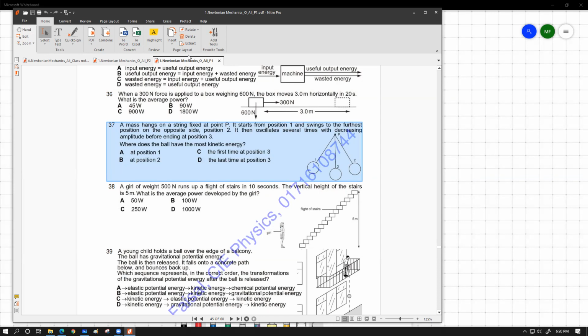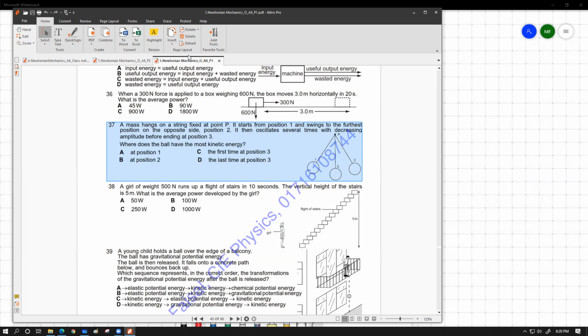At A, it says at the position 1, which is wrong, because at A we only have GP. B says at position 2, which is wrong, because at B the object is also at rest. It is the farthest it could move from going from A1 to 2. So at B it only has GP. It's not moving, so it doesn't have any K.